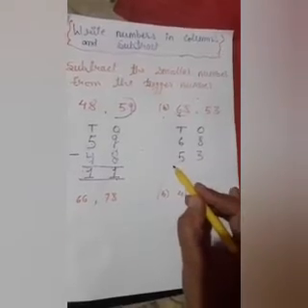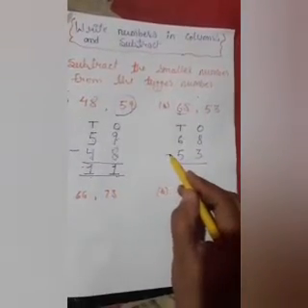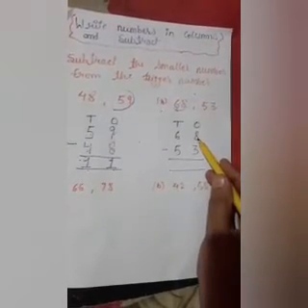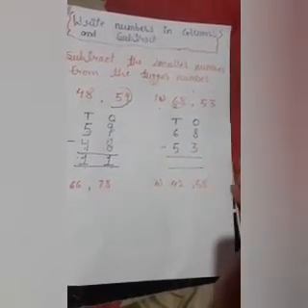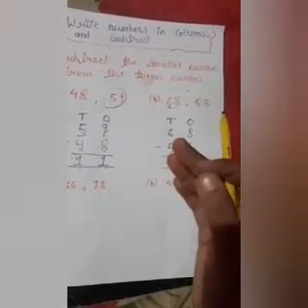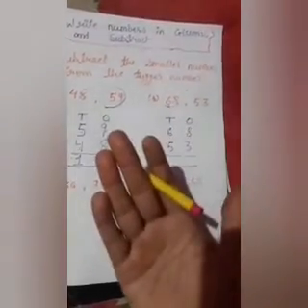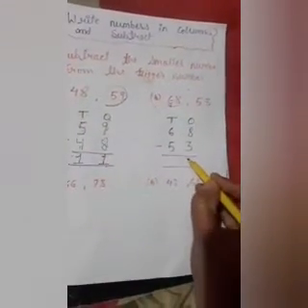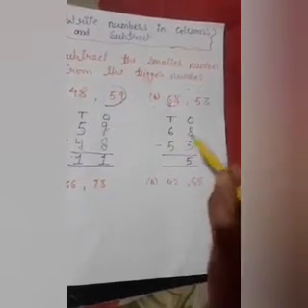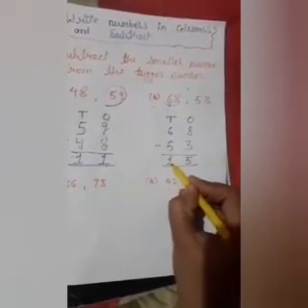Now we will use the minus sign. Okay, we have to do 8 minus 3. After 3, 4, 5, 6, 7, 8. How many fingers? 5 fingers. So we will write here 5. 8 minus 3 we get 5. 6 minus 5 we get 1.